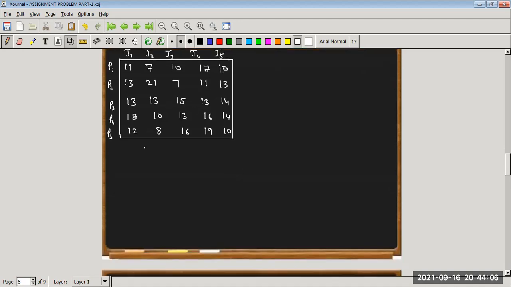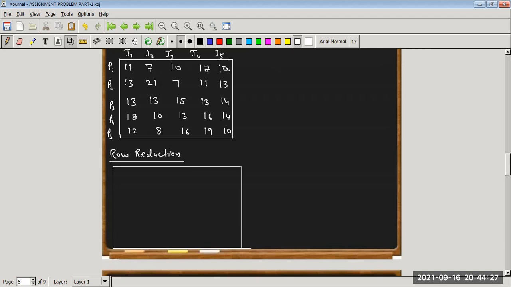So solve this assignment problem. The first step is row reduction. So we subtract the minimum element of each row from the respective row.